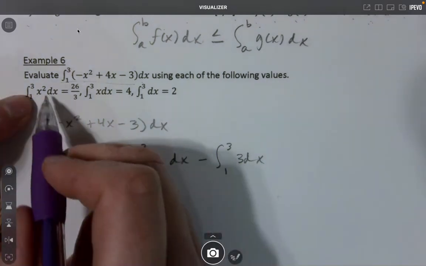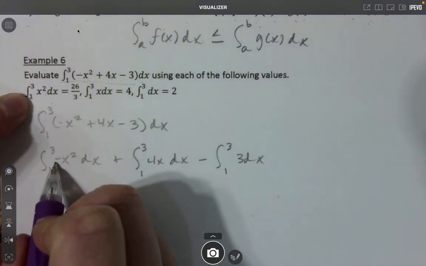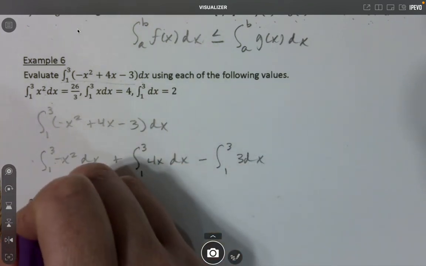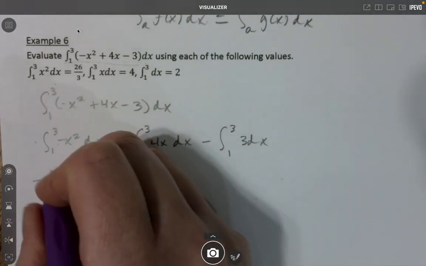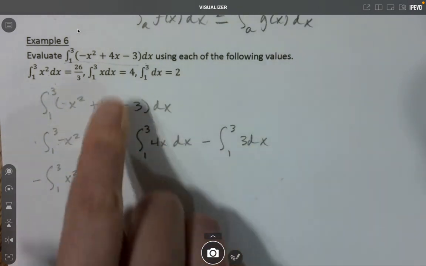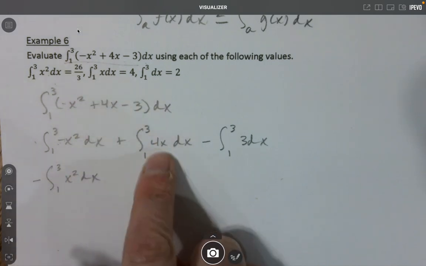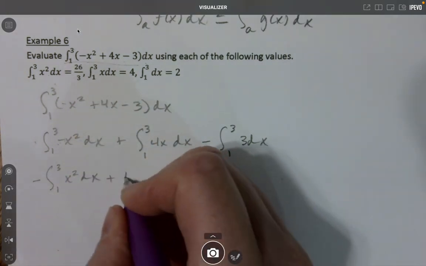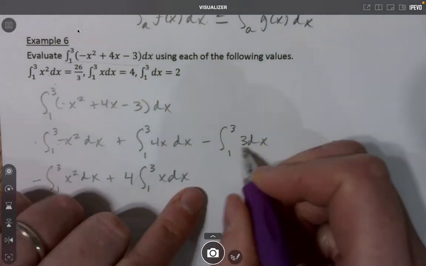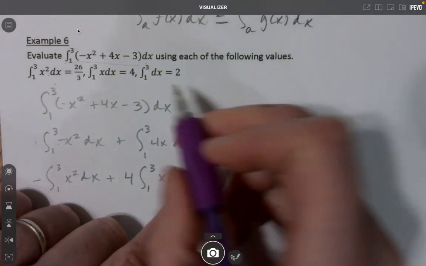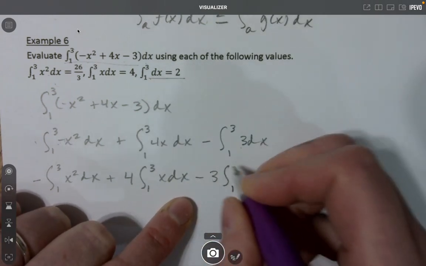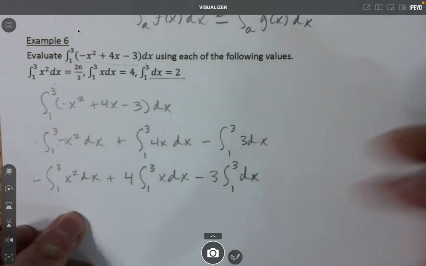So I really need just an x squared by itself. Well, I could think of this negative as a constant that I can put in front. So I could put a negative out here and have the integral from 1 to 3 of x squared dx. And then here I really want an x dx, but I have a 4 in front, so I'm going to put the 4 in front as a constant. And I could think of the 3 as a constant also because I just want my dx to be by itself. So minus 3 times the integral from 1 to 3 dx.